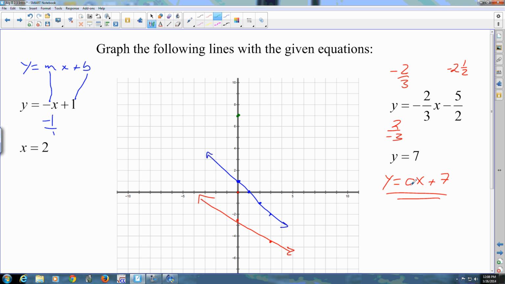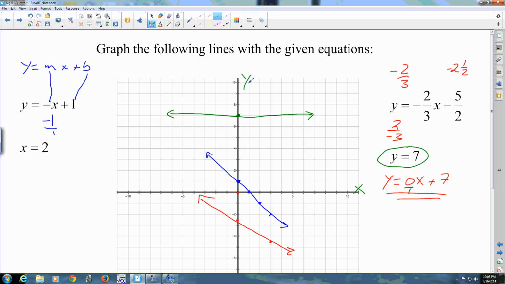Your slope is 0, so it's a horizontal line at 7. All lines with a slope of 0 are horizontal. If it helps you to see it over a number, that's fine. Don't rise, because you're rising 0. Run some number. I chose a 1.